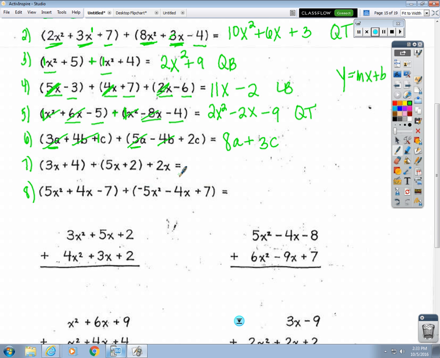Number 7. 3x plus 5x plus 2x. All of them can combine because all of them have the same last name, x. 11x.